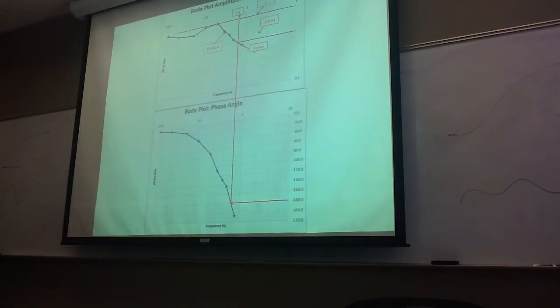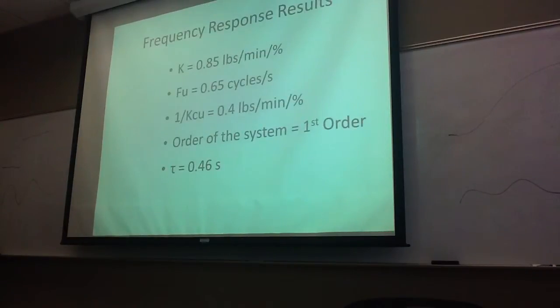Reading this plot for the system, the numbers we come up with were a gain of 0.85, an ultimate frequency of 0.65 cycles per second. The order was approximately first order, and the time constant was approximately 0.46 seconds.